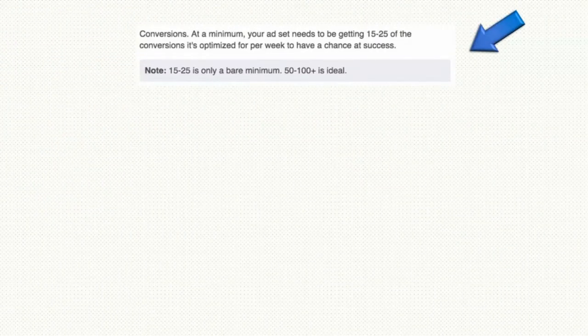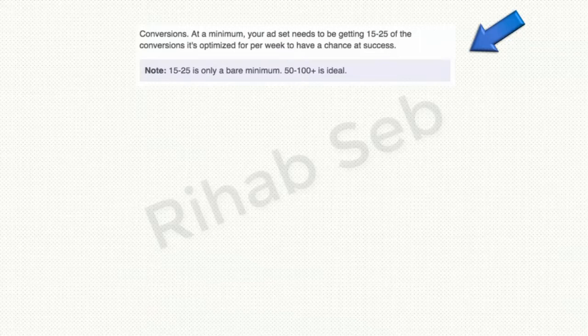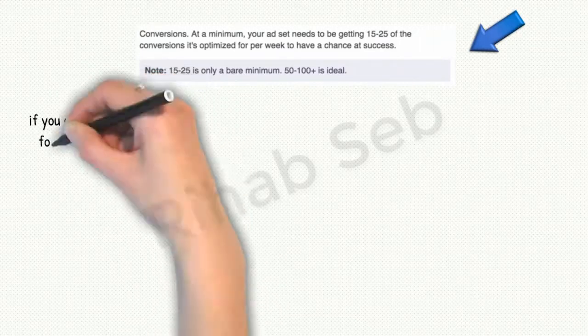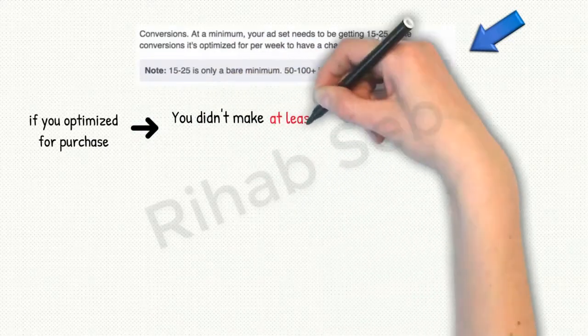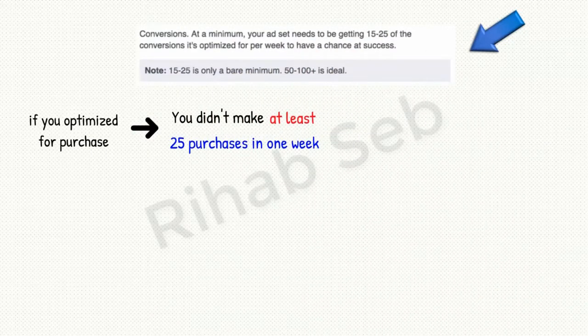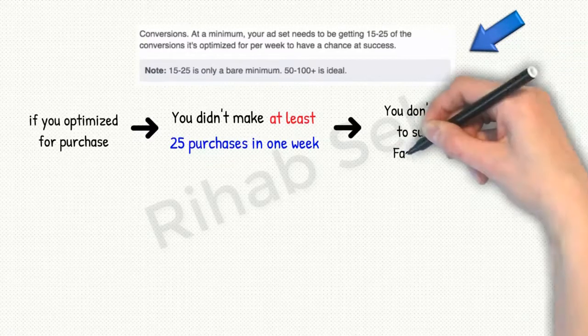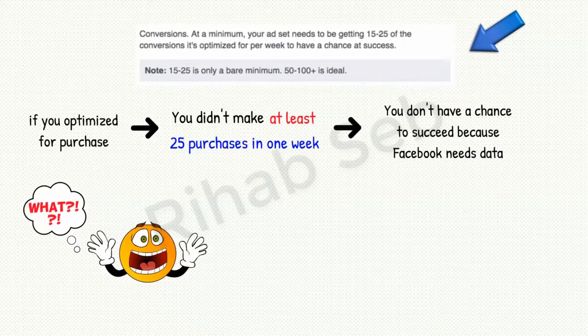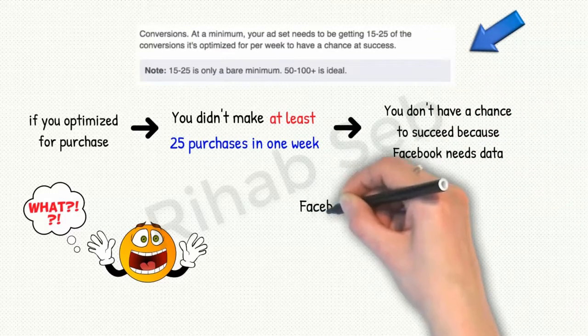Well, Facebook states clearly that at a minimum, your ad set needs to be getting 15 to 25 of the conversions it's optimized for per week to have a chance at success. 15 to 25 is only a bare minimum. 50 to 100 is ideal. So if you optimize for purchase and you didn't make at least 25 purchases in 1 week, then you don't have a chance to succeed, because Facebook needs data.